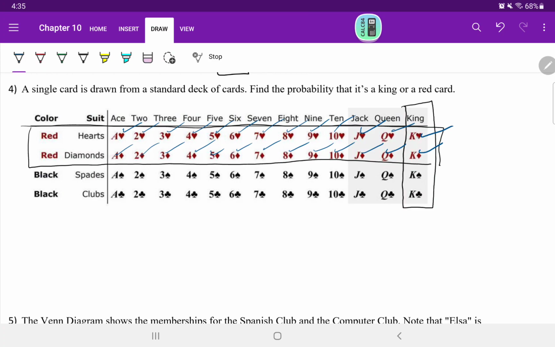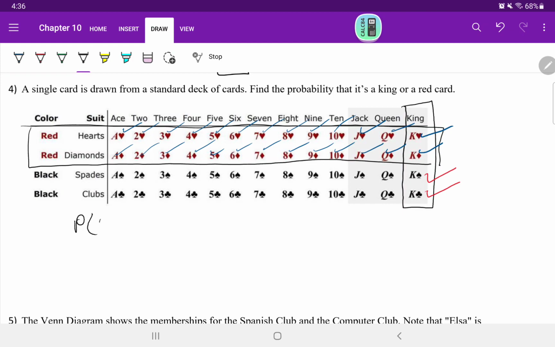Now, you counted the King of Hearts and the King of Diamonds already as part of the red cards. Do not count them again when you want to look at the kings, because they already have been included. So this is number 27. Let me put that in a different color. Number 27, number 28. There are a total of 28 cards that are either a king or a red card.